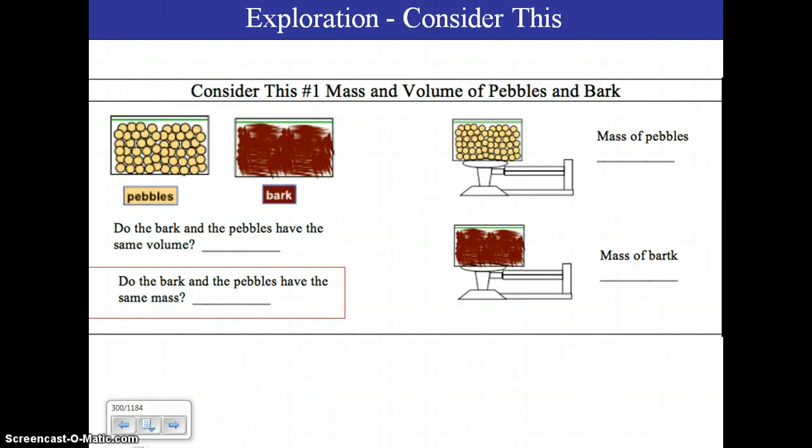On your papers, I want you to answer this question. Do the bark and the pebbles have the same mass? And the answer is no. The pebbles are much, much heavier. They have a much greater mass than the bark. Alright, so we know that the volumes were the same, but the masses were very different. What does this tell us about density? What can we learn from this about density?